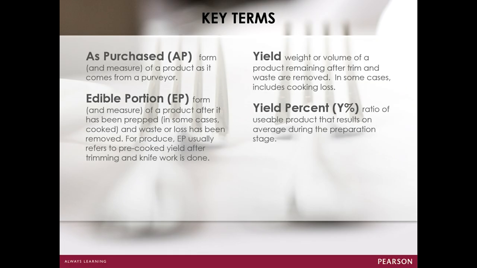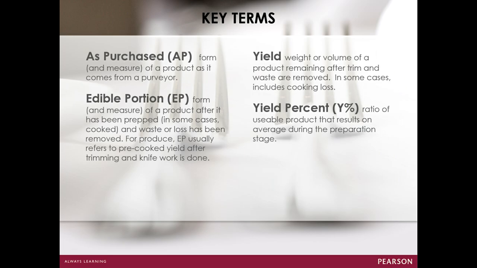So some terminology to start with. Our first one is as purchased, or AP, which is the form that we bought something. In the case of the carrot example, I said it's 10 pounds of carrots in the bag and we paid $5 for it or whatever. That's the as purchased form, how we bought it. Did it come as a case of cauliflower that was 10 pounds? Okay, we bought 10 pounds as purchased.